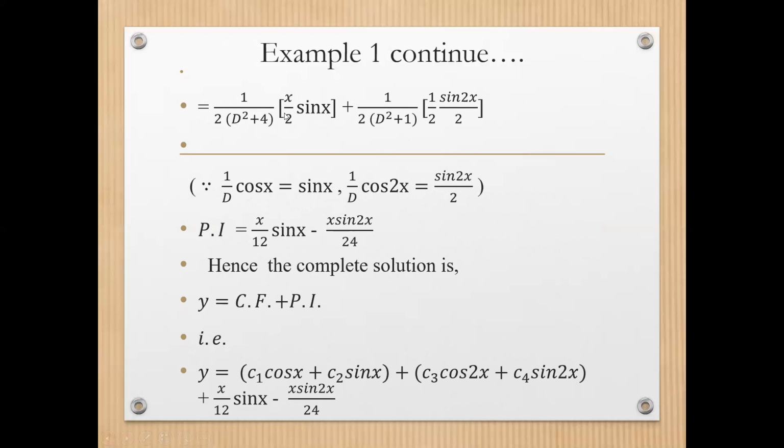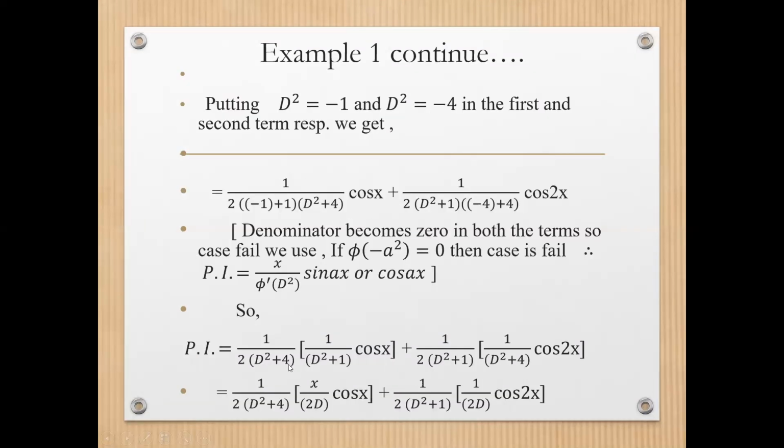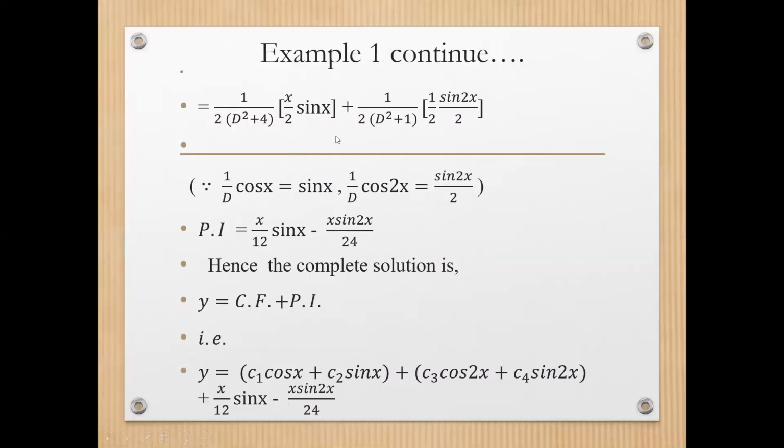1 upon 2 D square plus 4, x upon 2 sin x. Because x by 2 is constant, 1 upon D is nothing but one time integration. One time integration of what? Cos x. Integration of cos x is sin x. Okay, that's why I have written x by 2 sin x.